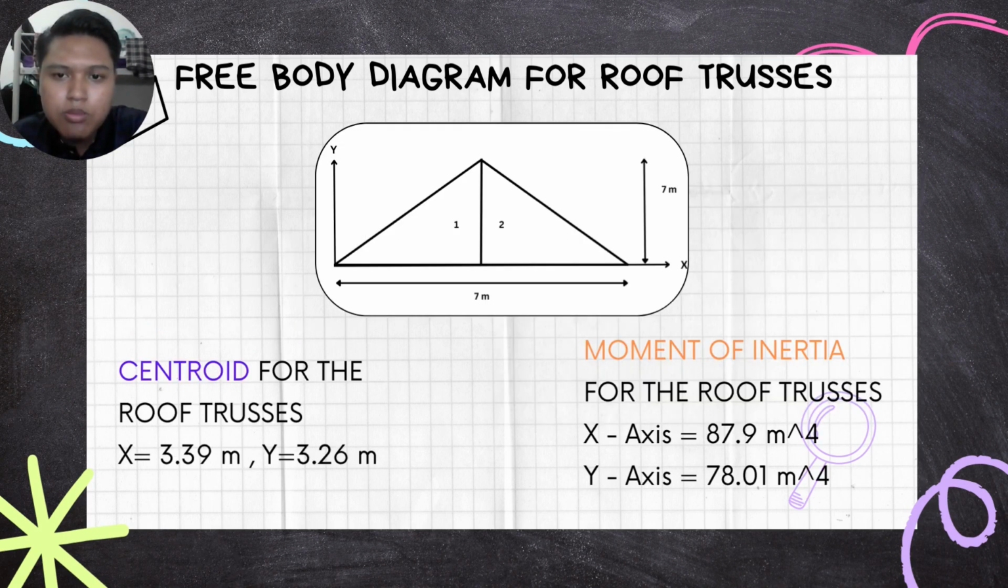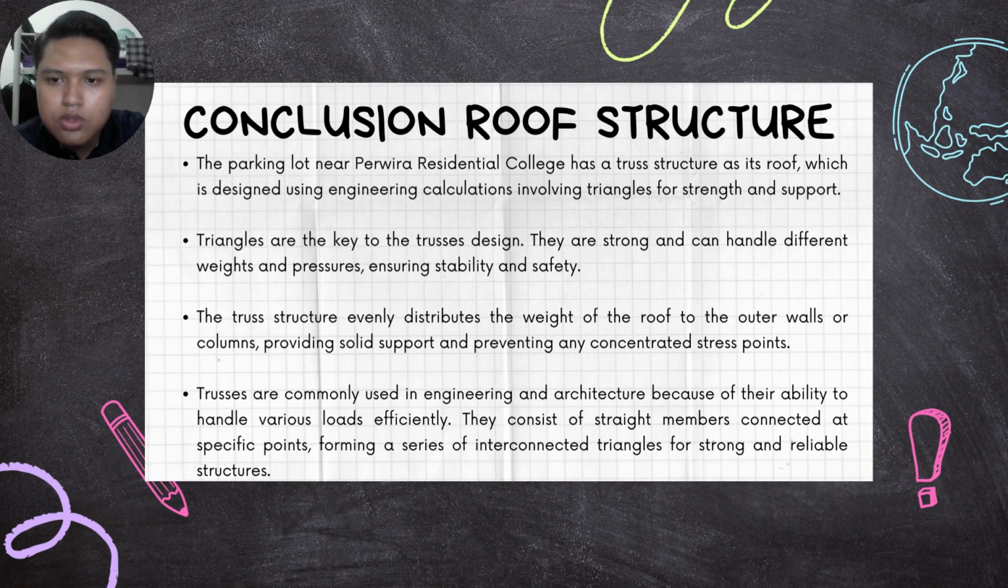This is the free body diagram of the trusses for centroid and moment of inertia. The centroid for the x-axis is 3.39 meter and for the y-axis is 3.26 meter. Next, the moment of inertia of the roof trusses for the x-axis is 87.9 meter to the power of 4 and for the y-axis is 78.01 meter to the power of 4.